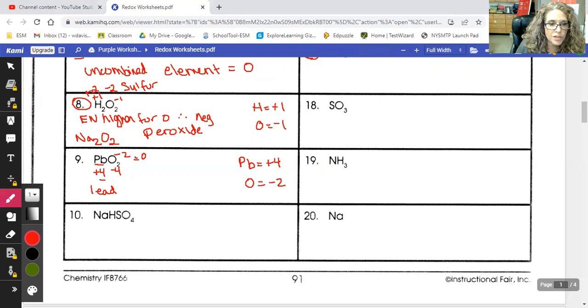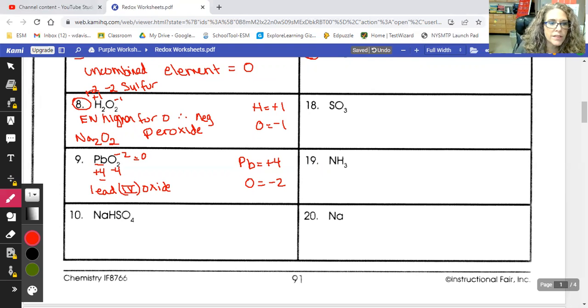So since I figured out the charge is +4, that means Roman numeral 4, and then I change the oxygen to oxide. Right, so then that's lead 4 oxide. All right, let's keep moving on with these oxidation states.